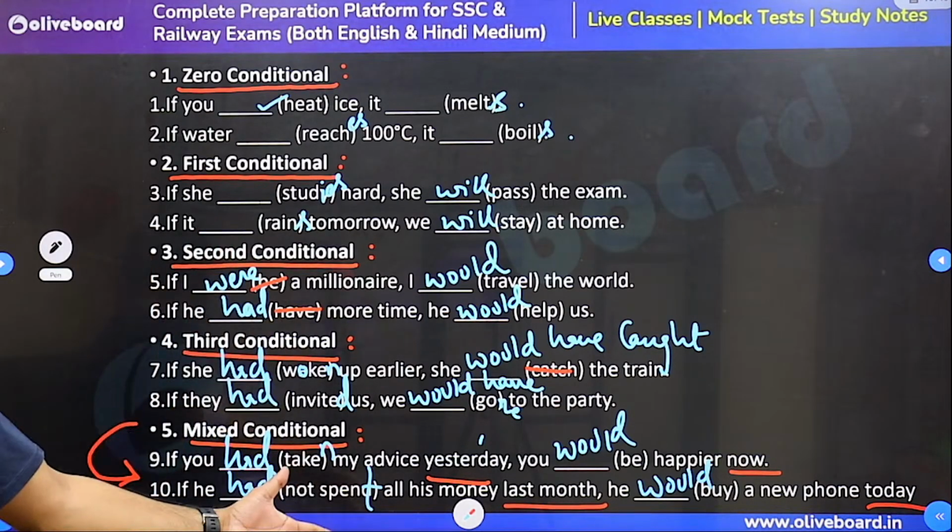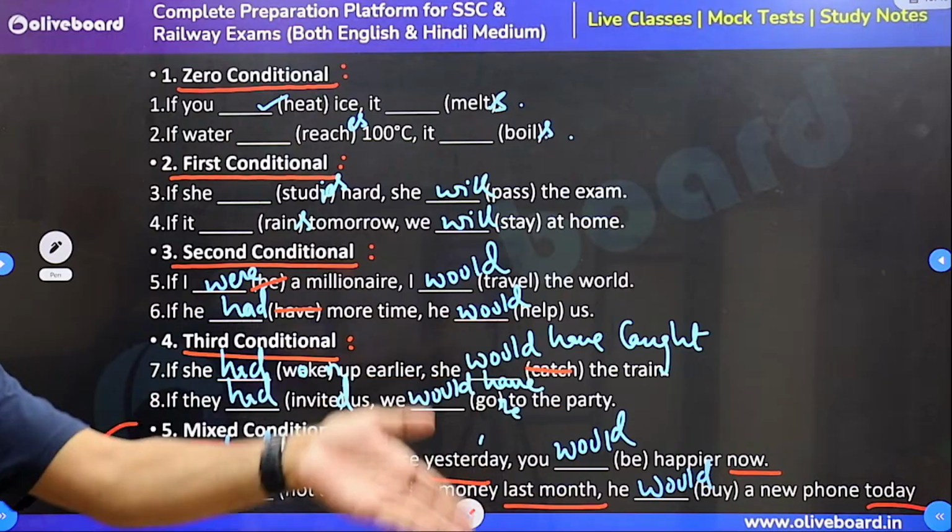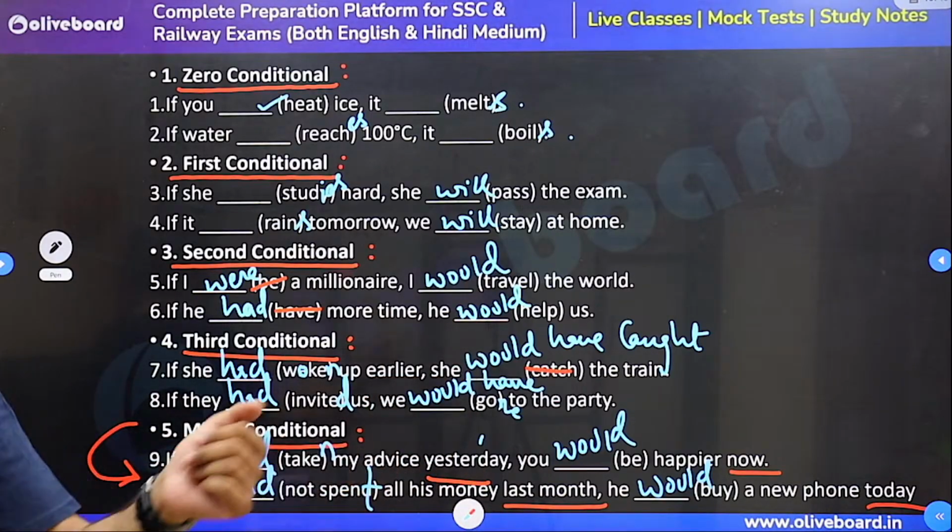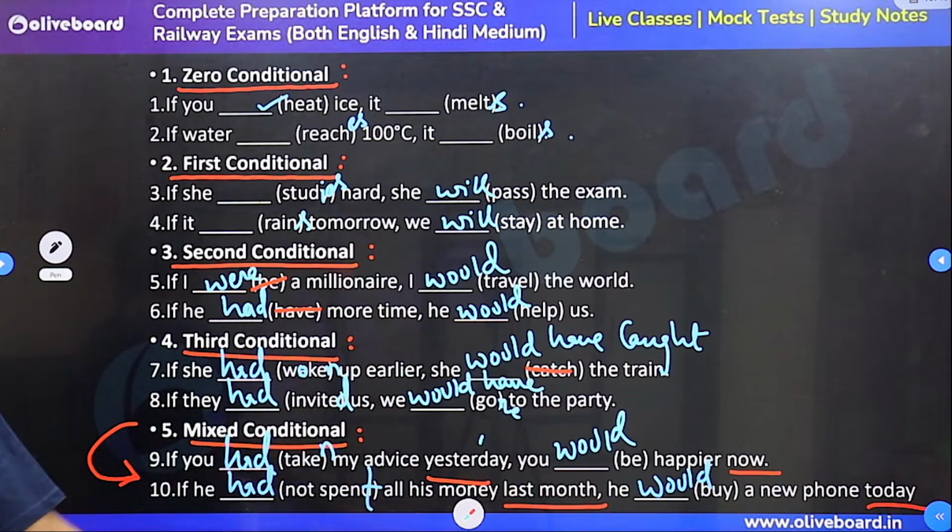If you had not spent all your money last month, you would buy a new phone today. It's sale on Flipkart and Amazon. You would buy that, but you spent all your money last month. If you hadn't, you would have.